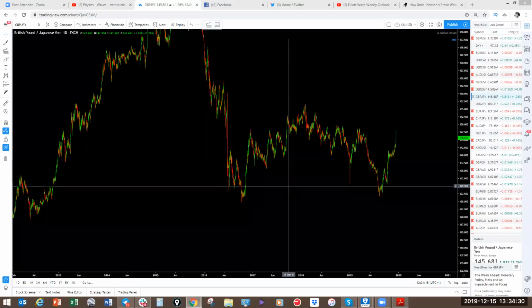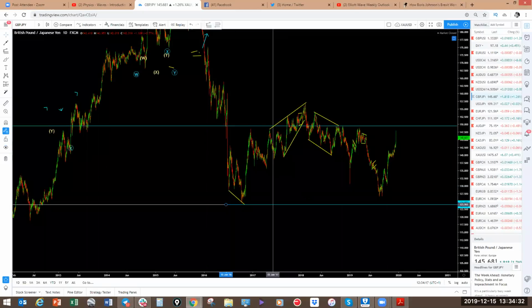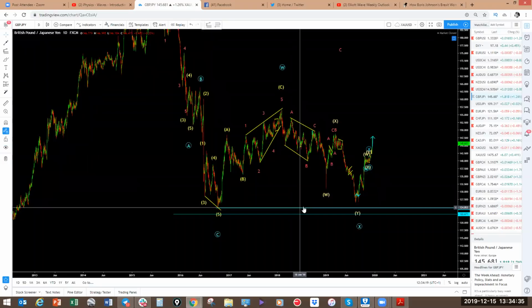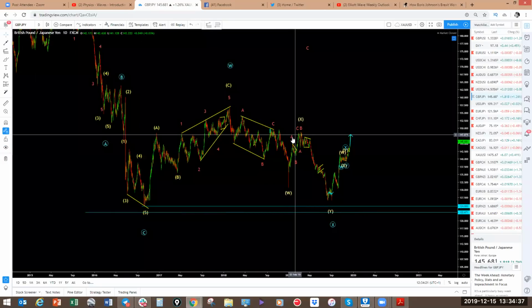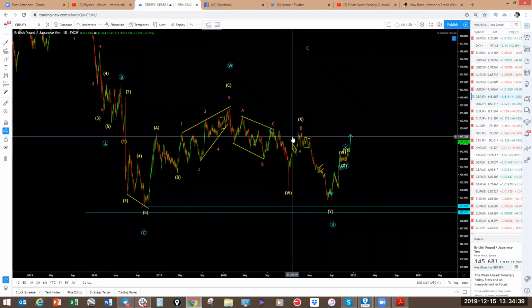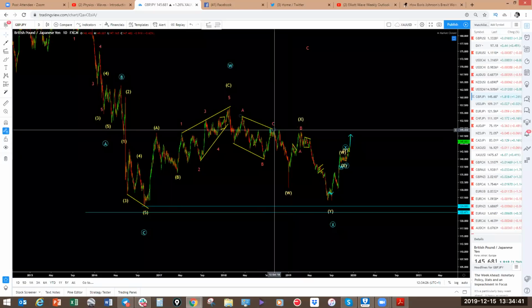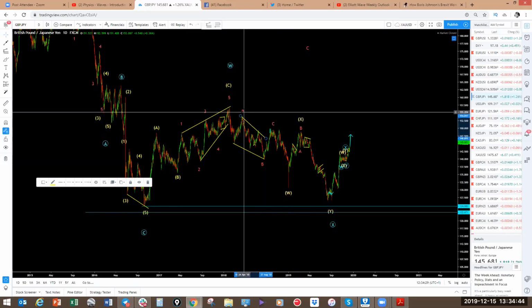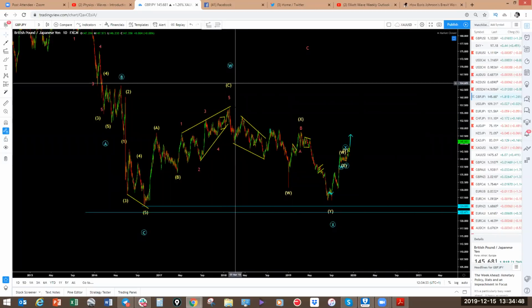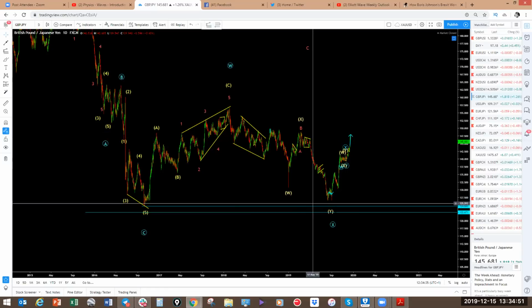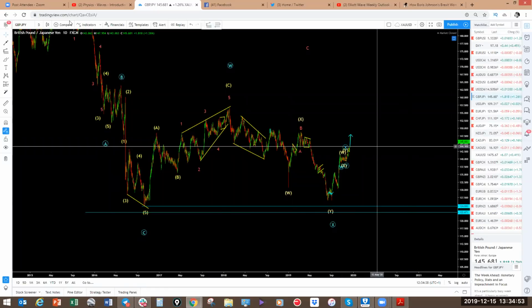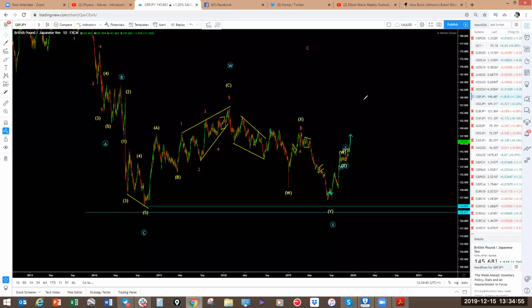Now look at the labeling on this. So that is your diagonal there. I'll take that out. So that will be your diagonal A, B, and the C there. Okay, so that is why we've been expecting pound to push to the upside. We started here looking at this as a running flat. Now it has made a clearer structure. That's why we've been trading pound.